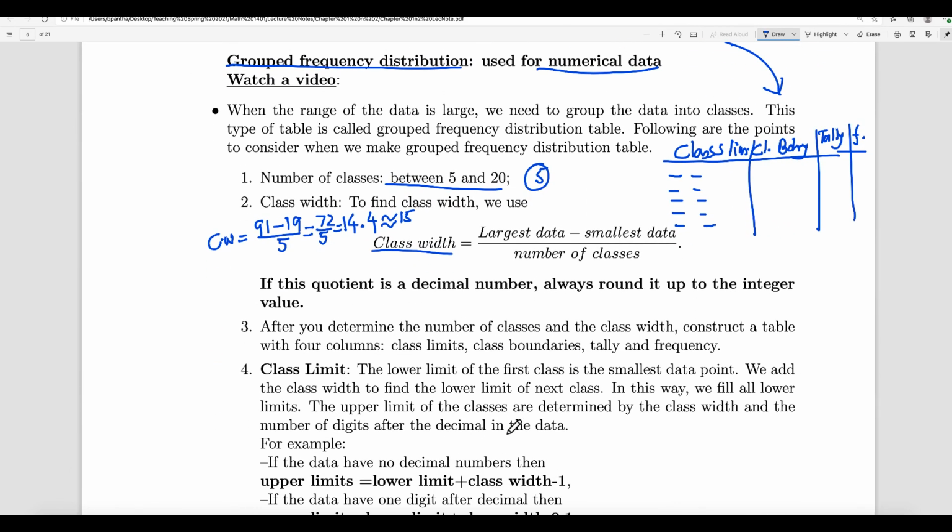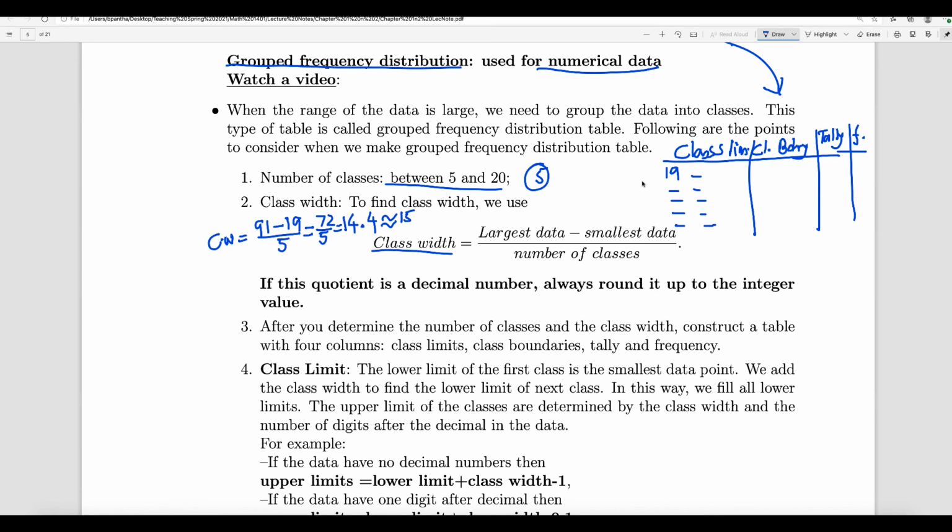So the first number on the class limit is the smallest data point. What was the smallest data point? That was 19, right? Let me erase this dash and then write down 19 there. So the lower limit of the first class is the smallest data point. Now, how do I find the upper limit, or another number on the first class? The classes in the group frequency distribution will be one number to another number, and the next number to another number. It will look like that. To find the upper limit of the classes, we will use some formula.